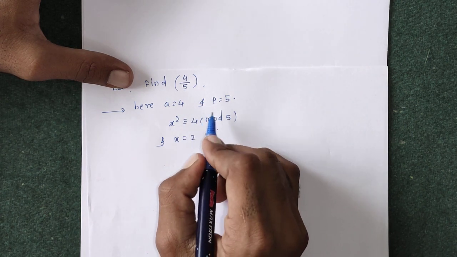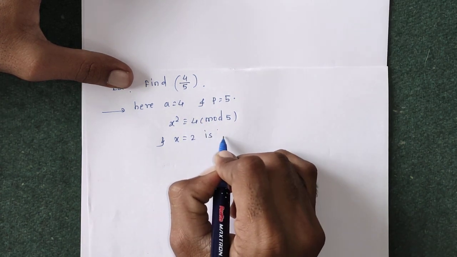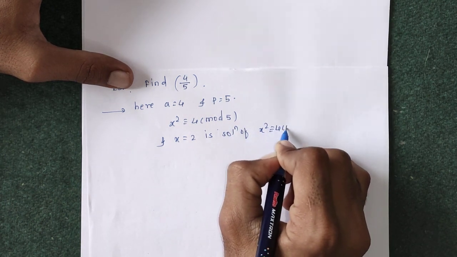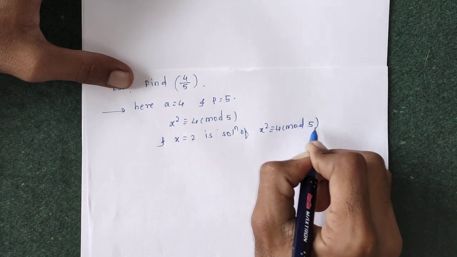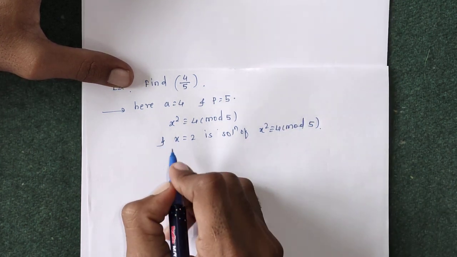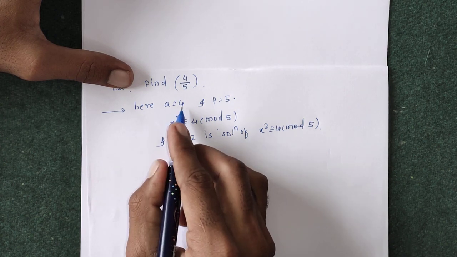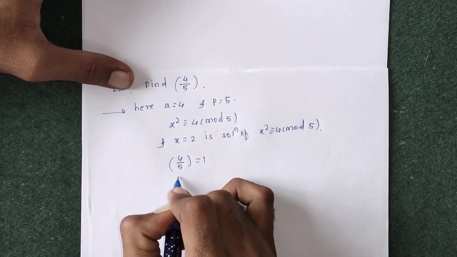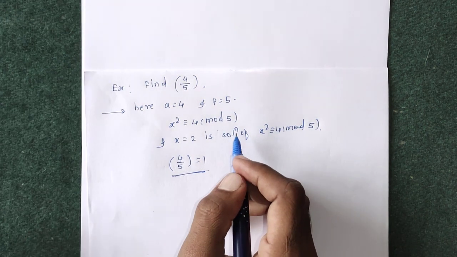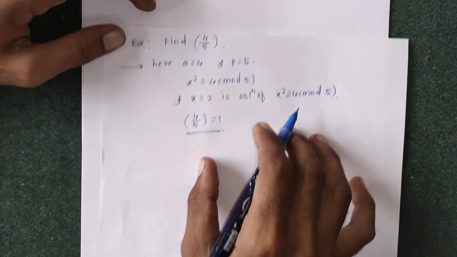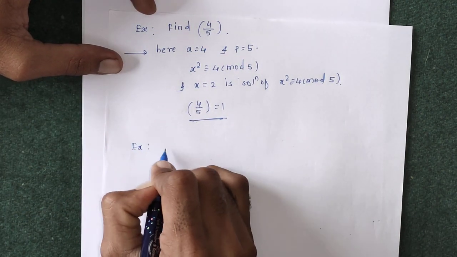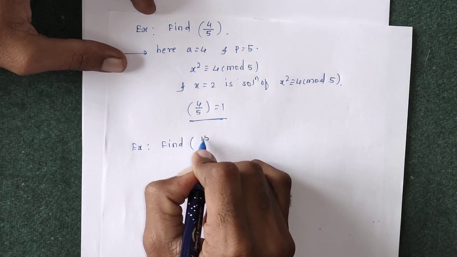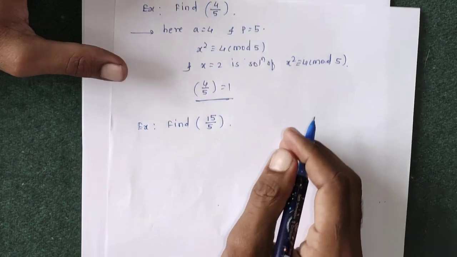Indeed, 2 square minus 4 is 0, and 5 divides 0, so x is equal to 2 is a solution of x square is congruent to 4 mod 5. This congruence has a solution, which means a equal to 4 is a quadratic residue. Therefore, the Legendre symbol of 4 and 5 is equal to plus 1. Before moving on, let's take one more example: find the Legendre symbol of 15 and 5.